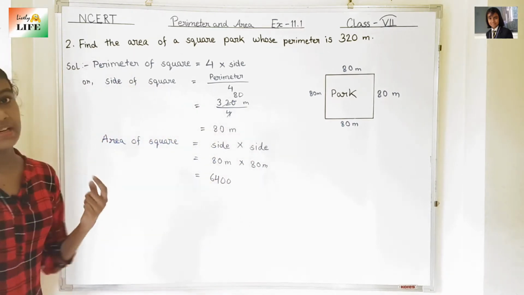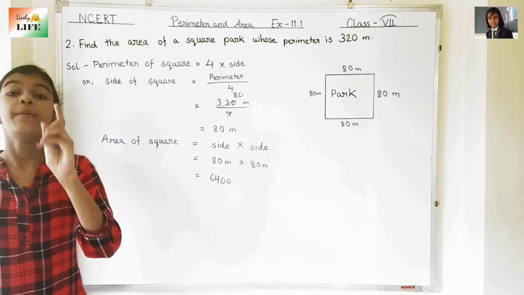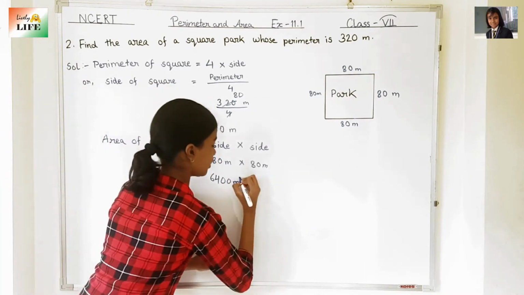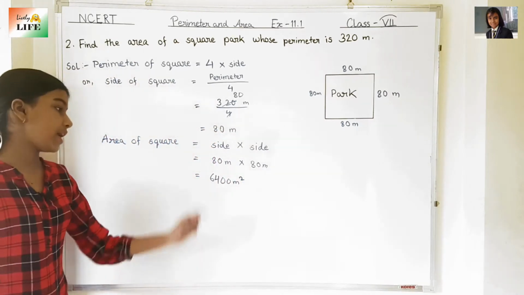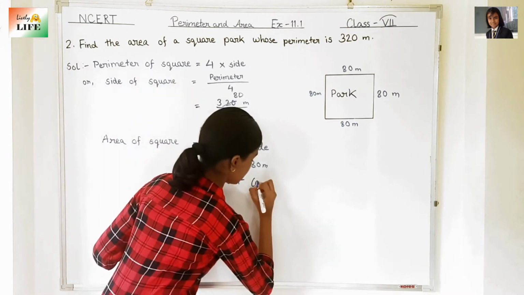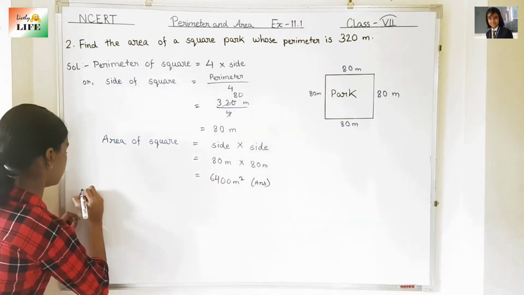Now what I have told you in the previous video, the unit of area is meter square, not meter. If we write meter, it will be wrong. Okay, we need to write meter square. So the area of the square park is 6,400 meter square. This is the answer.